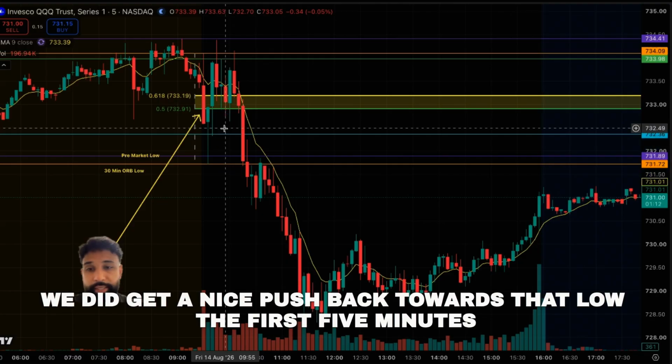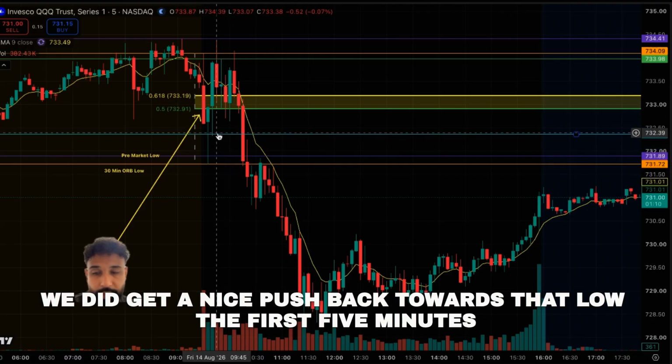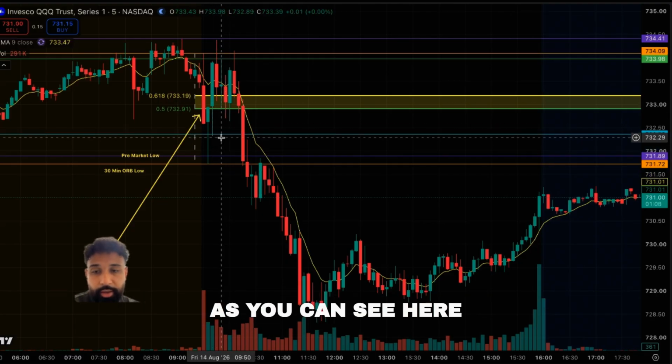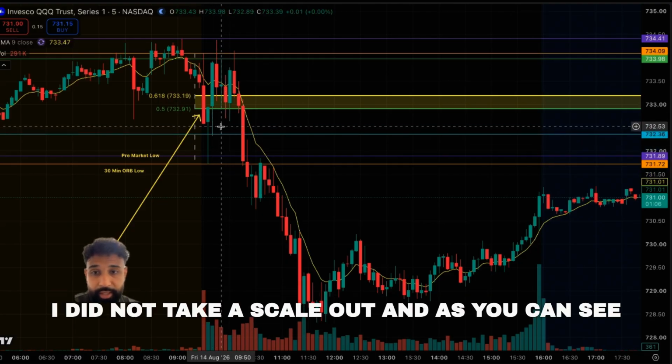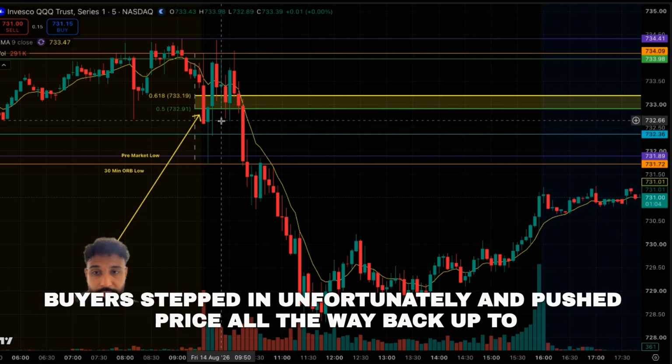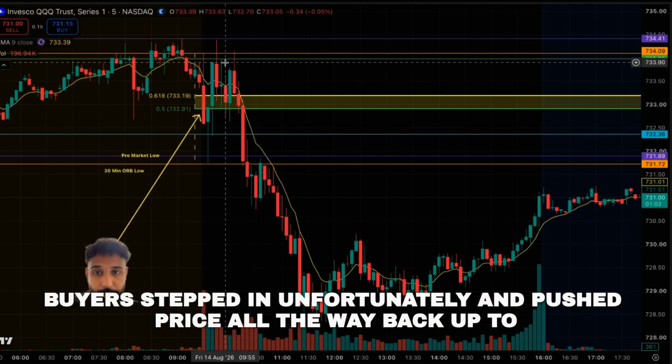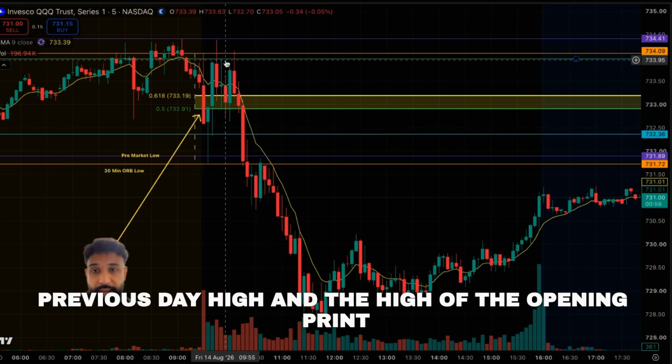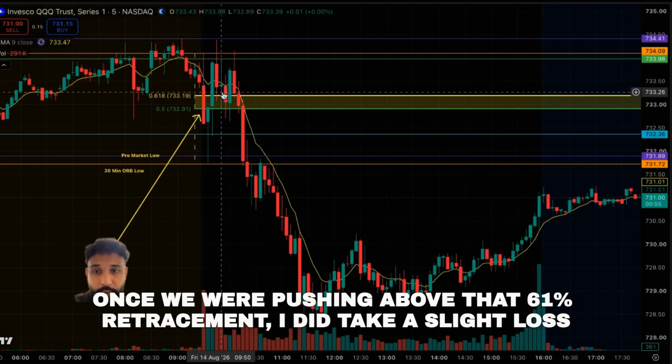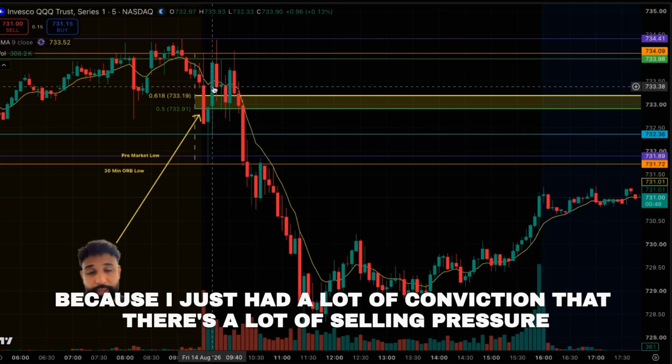So we did get a nice push back towards that low of the first 5 minutes. As you can see here, I did not take a scale out, and as you can see, buyers stepped in unfortunately and pushed price all the way back up to previous day high and the high of the opening print. So at this point, I did stop out once we were pushing above that 61% retracement. I did take a slight loss, higher than I would like, because I just had a lot of conviction that there's a lot of selling pressure.